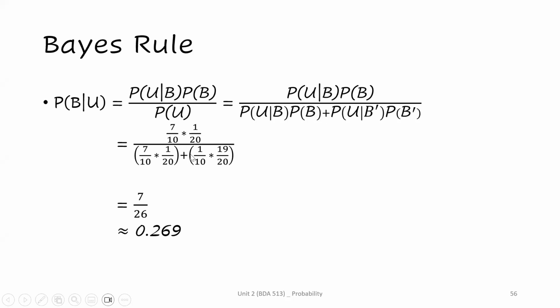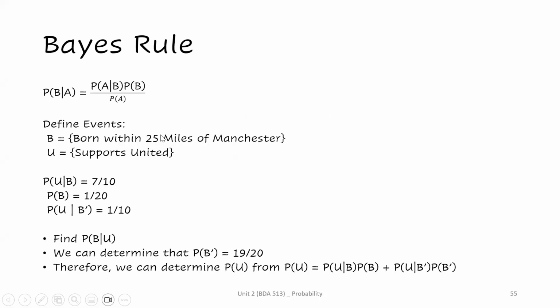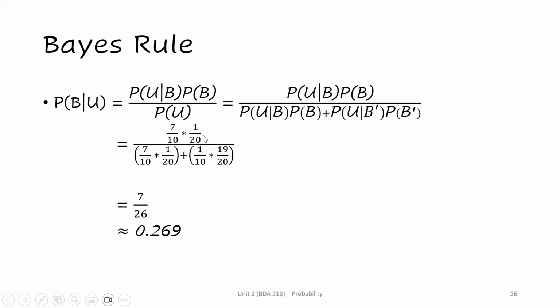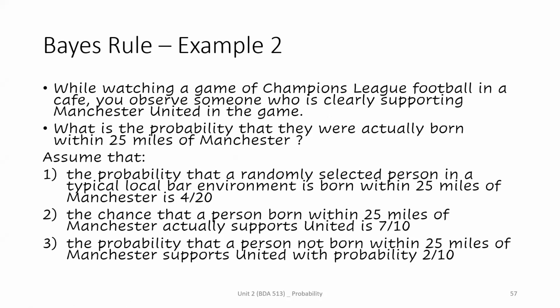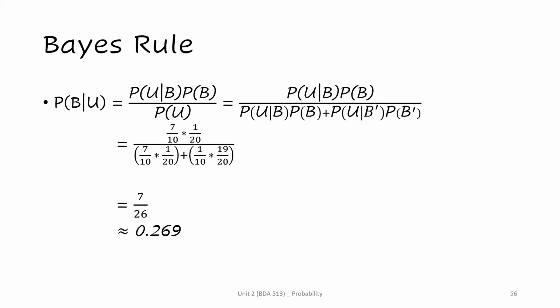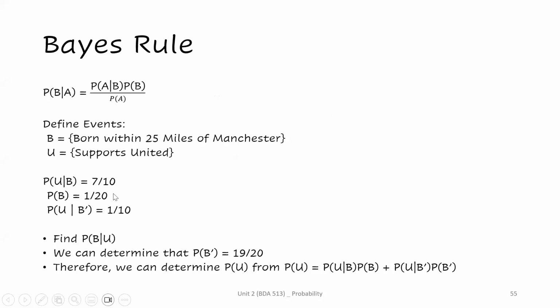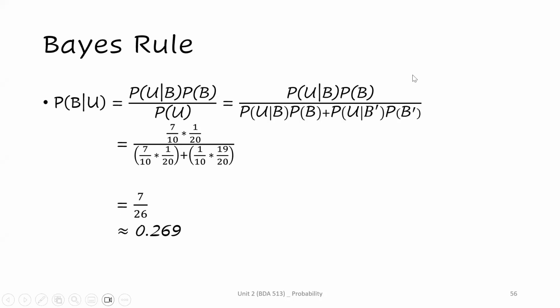Okay, so now if we put in the figures for the numerator, the probability of those who support Manchester United, given that they were born within 25 miles, is 7/10. That was given to us in the question. Times the probability that they were born within 25 miles. That one is also given to us in the question. That's 1/20. So that settles the numerator.